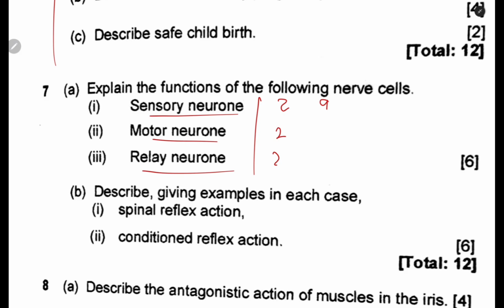B, describe giving examples in each of the cases. 1, spinal reflex and conditioned reflex. So this one also, for some time, I've not seen this particular part. So all this is on the nervous system. Okay. So this one, 6 marks.